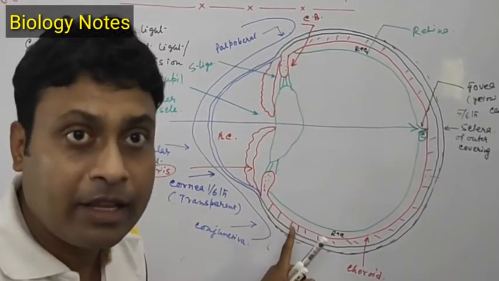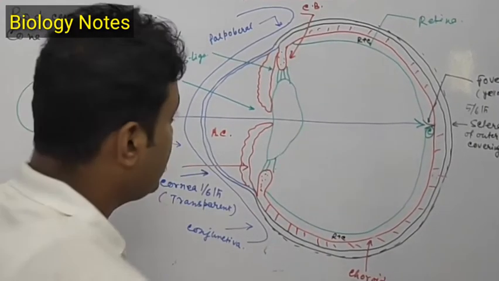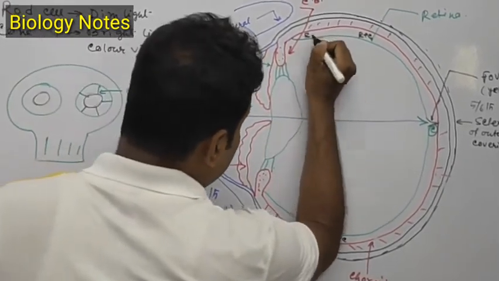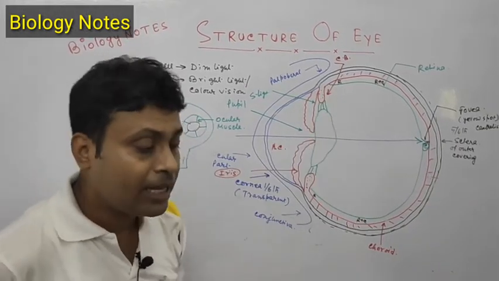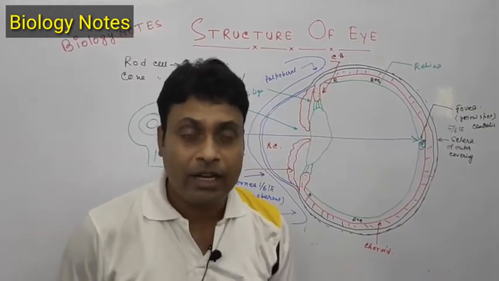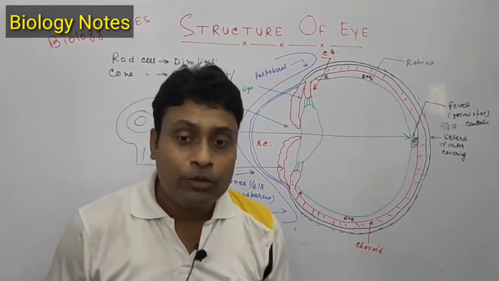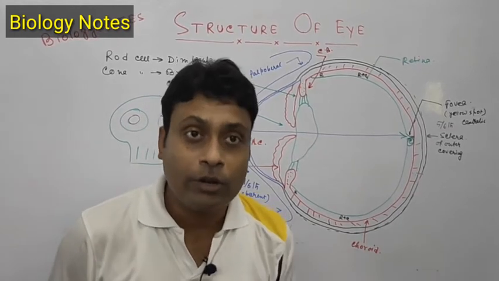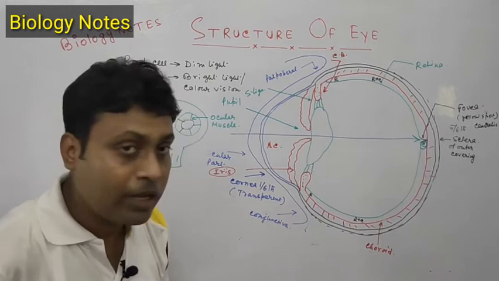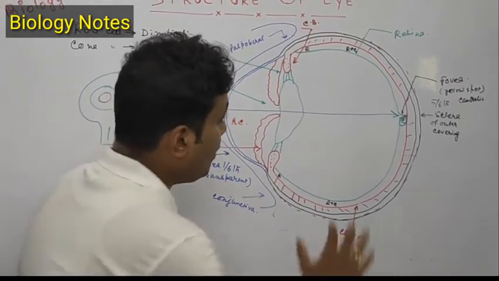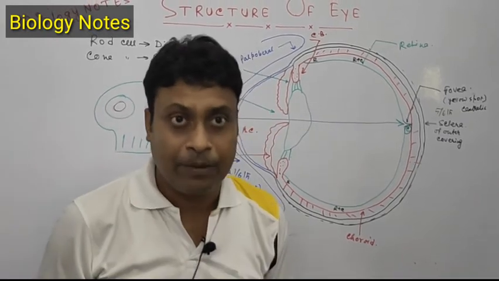But at the periphery, where the retina is attached with the choroid, only the rod cells are present. The rod cells are usually present in the peripheral regions of the retina. For this reason, whenever we enter a dark room we see the corners of the room very clearly, because the rod cells are present near the periphery of the retina. Okay, hope you have understood the distribution of rod and cone cells in the retina.